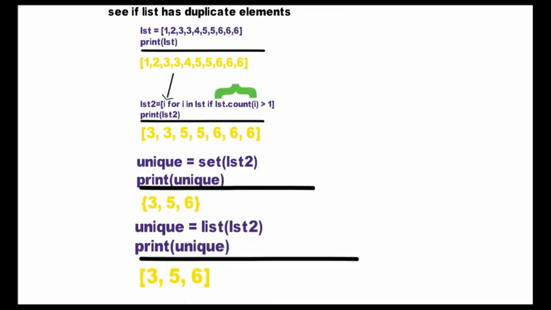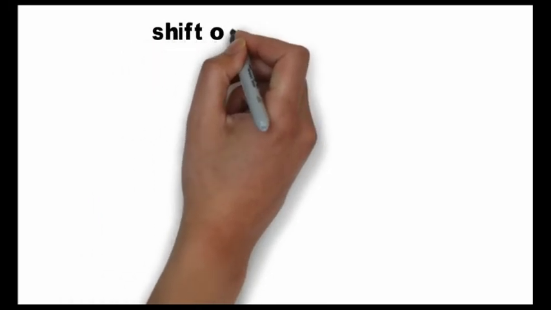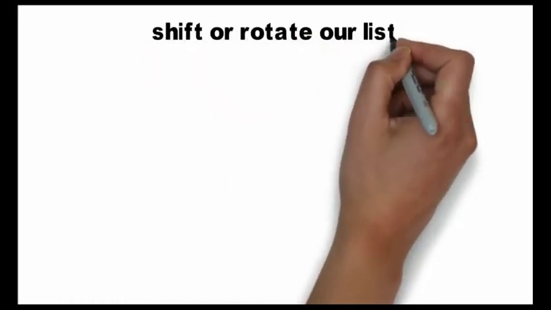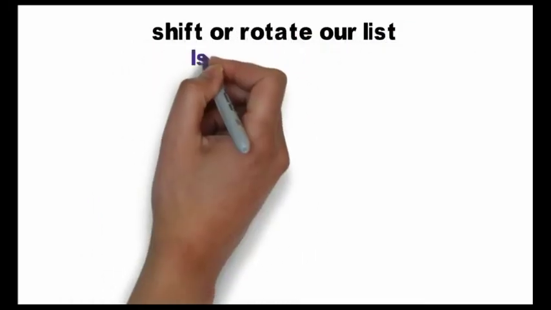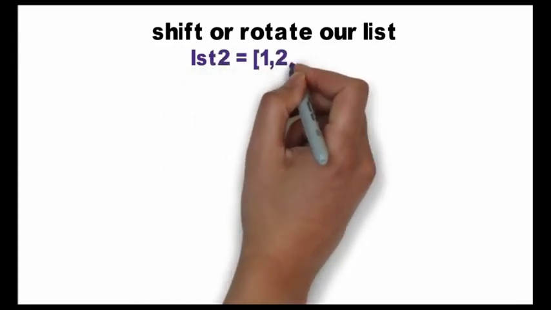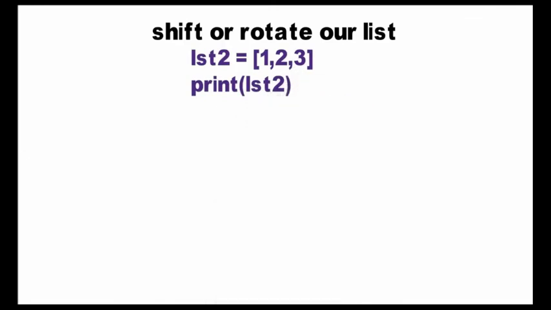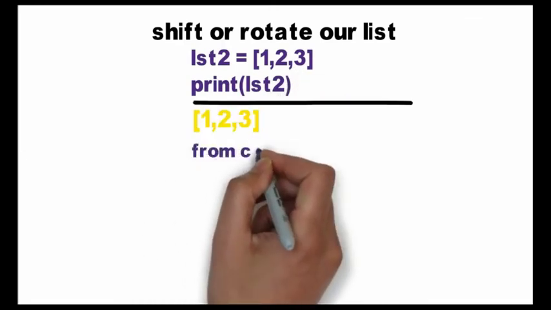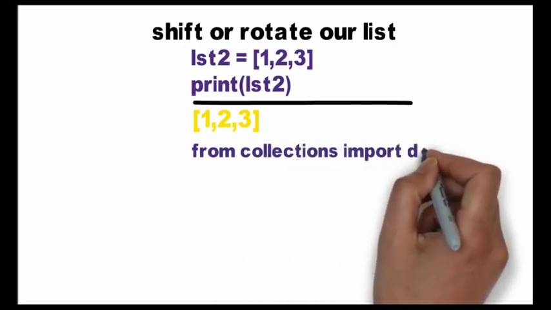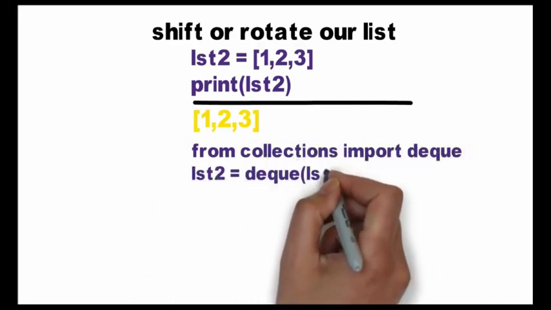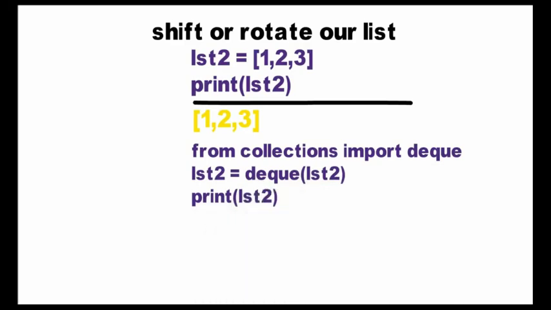Next, we shall see how to shift or rotate our list. Let's create a list lst2 equal to 1, 2, 3. In order to rotate our list, we can do so by importing a module called deque from collections. So we shall convert our list to a deque first. So lst2 equal to deque of lst2.